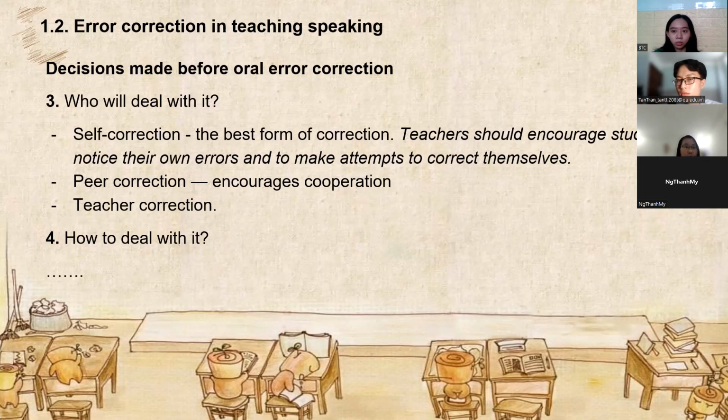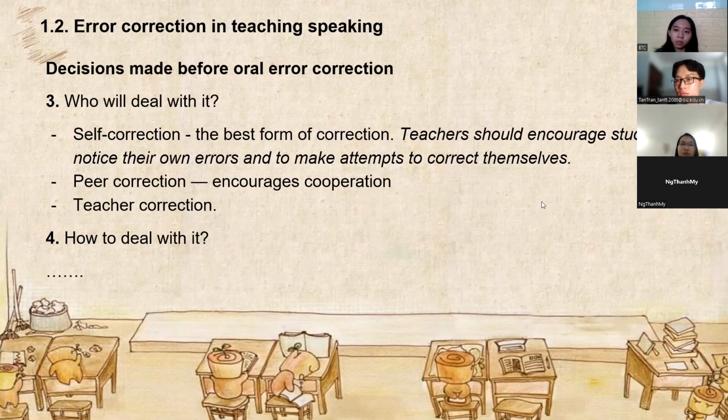people. Number 1 is self-correction. Self-correction is considered the best form of correction, so teachers should encourage students to notice their own errors and to make attempts to correct themselves. This way, students are the ones who correct their own mistakes, because if they do like that, they can memorize it for a long time, not for a short time.